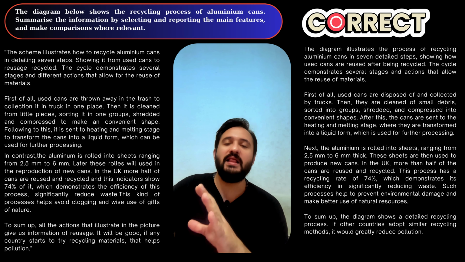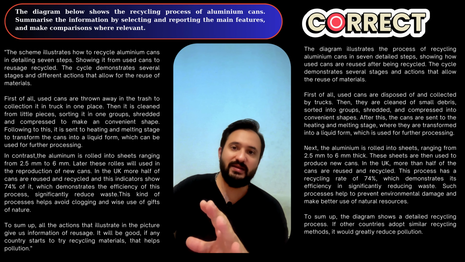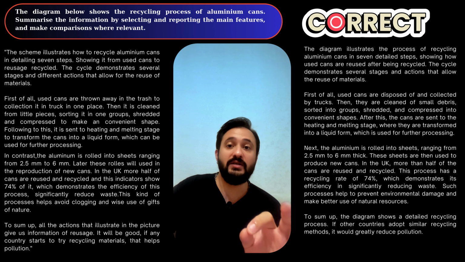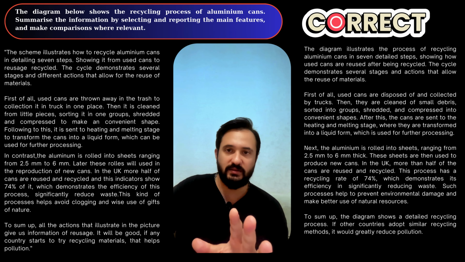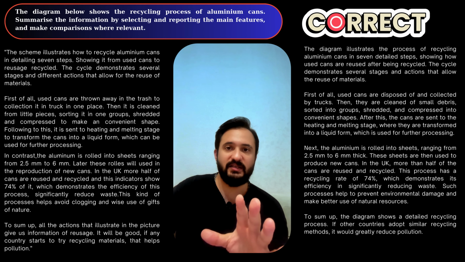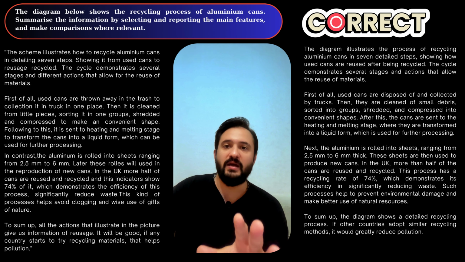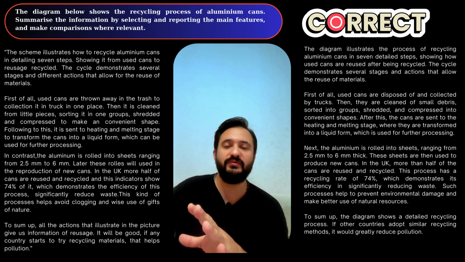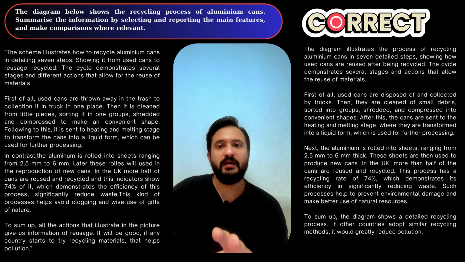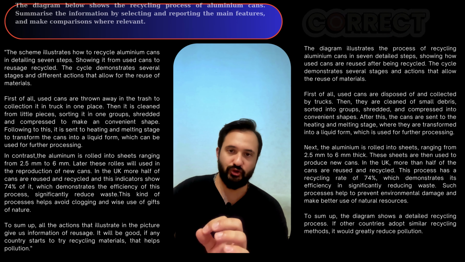Okay. Next, the aluminum is rolled into sheets ranging from 2.5 mm to 6 mm thick. These sheets are then used to produce new cans. In the United Kingdom, more than half of the cans are reused and recycled. This process has a recycling rate of 74%, which demonstrates its efficiency in significantly reducing waste. Such process help to prevent environmental damage and make better use of natural resources. To sum up, the diagram shows a detailed recycling process. If other countries adopt similar recycling methods, it will greatly reduce pollution.